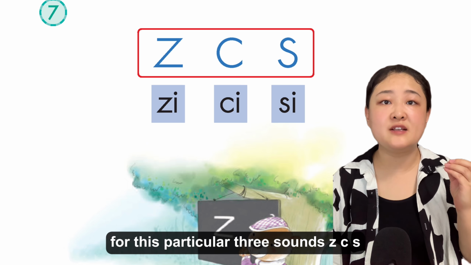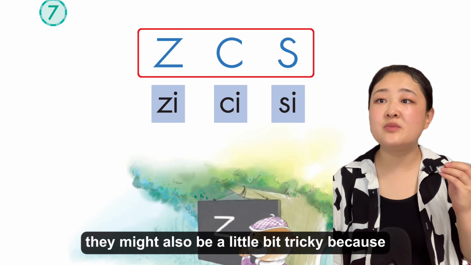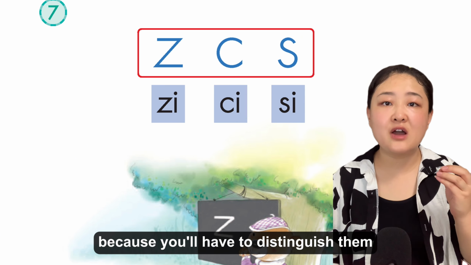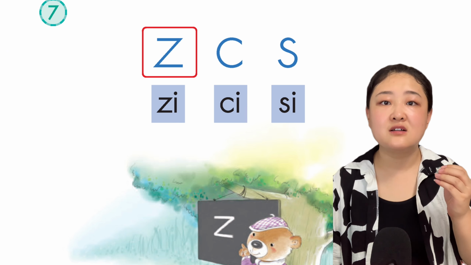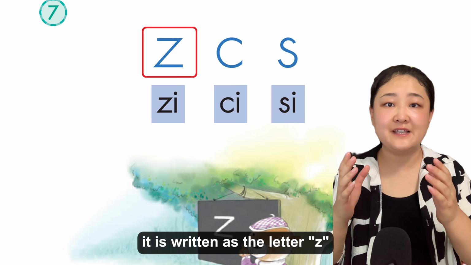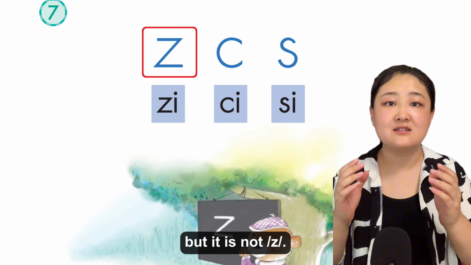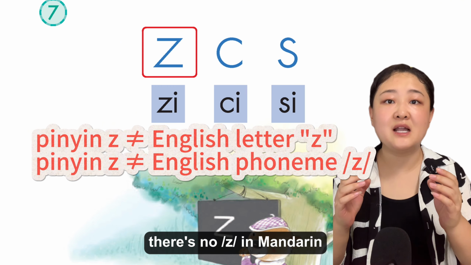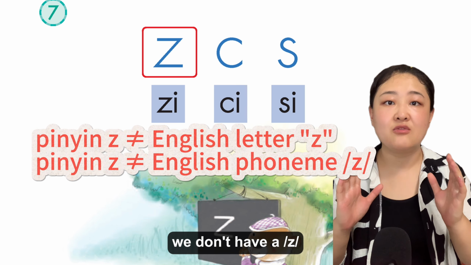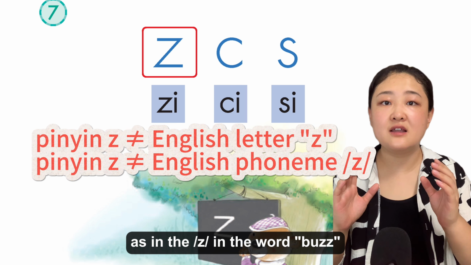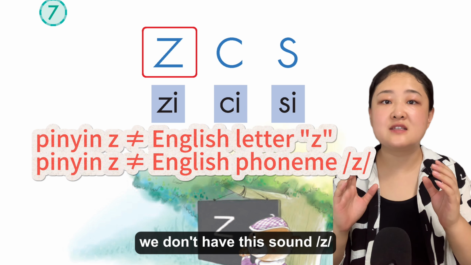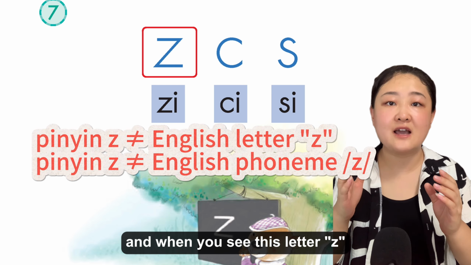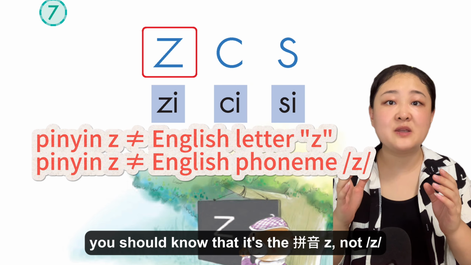For these particular 3 sounds, z, c, s, they might also be a little bit tricky because you have to distinguish them from some English consonants. Like the first one, z, it is written as the letter Z, but it is not Z. There's no Z in Mandarin. We don't have this consonant in Chinese. We don't have Z, as in the Z in the word buzz, B-U-Z-Z, buzz. We don't have this sound Z. And when you say this letter Z, you should know that it's the Pinyin z, not Z.